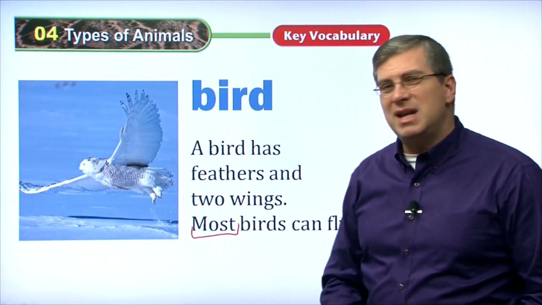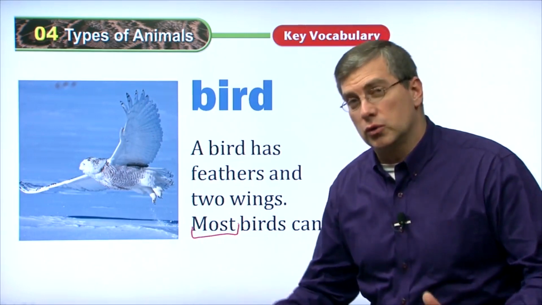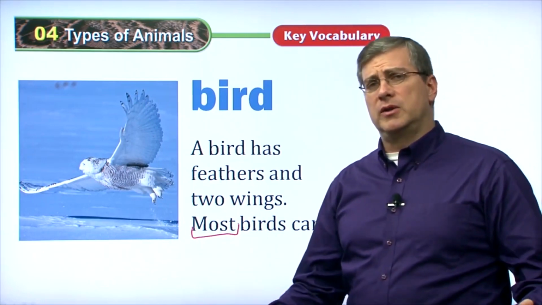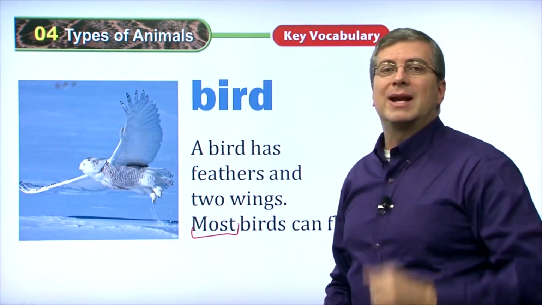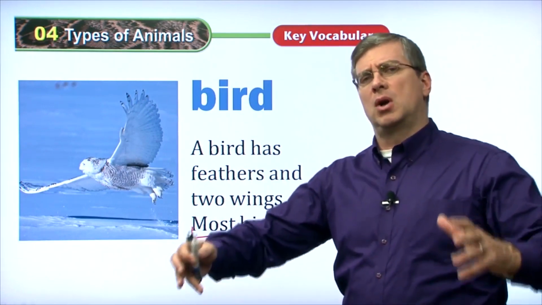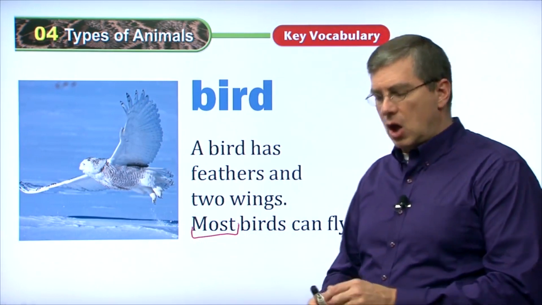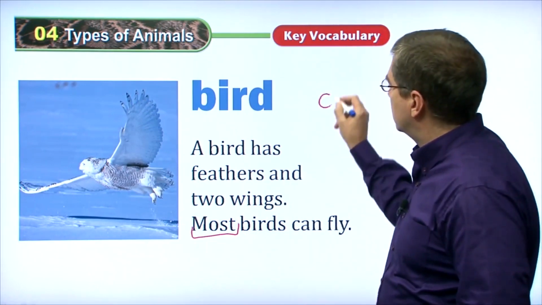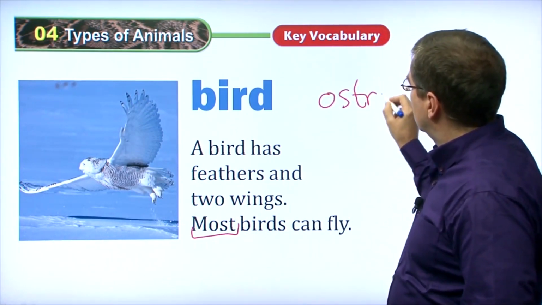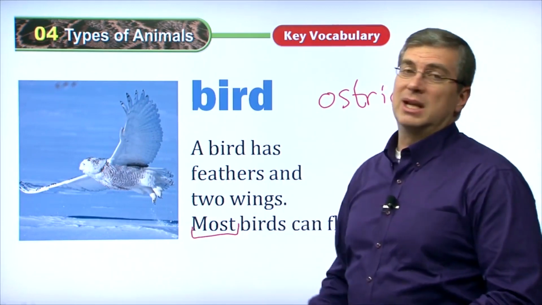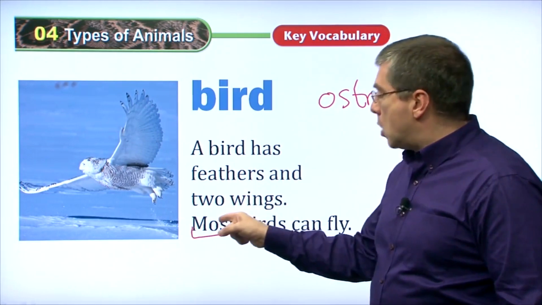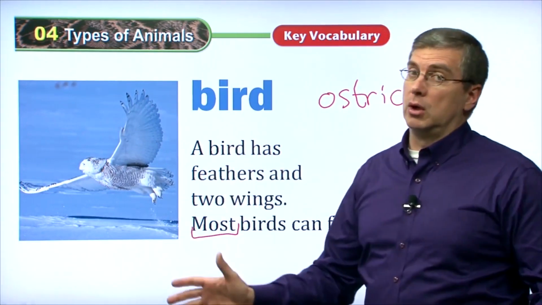Most. It doesn't mean all. Of course, when we think about birds, we think, oh, they can fly. But not all birds can fly. Think about Africa. There's a really big bird that can't fly. It's called an ostrich, right? An ostrich is a bird, but it can't fly. It can run, but it can't fly. So most birds can fly, not all birds can fly.